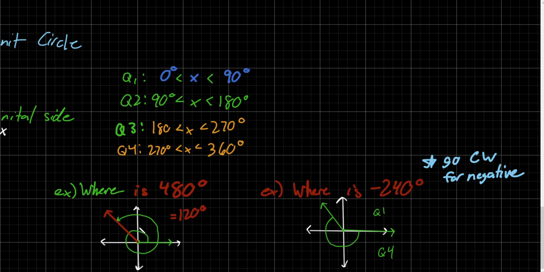So in both of these problems, what was this theta right here? I'm going to make this bigger. So Naomi, what was this angle right here for negative 240? With my initial side and my terminal side, what was this angle? What is this angle between my initial side and my terminal side for this one?